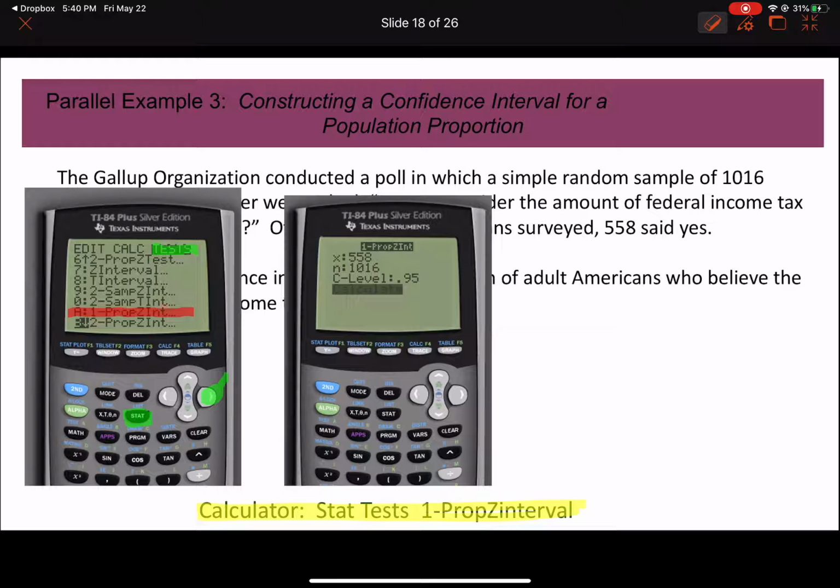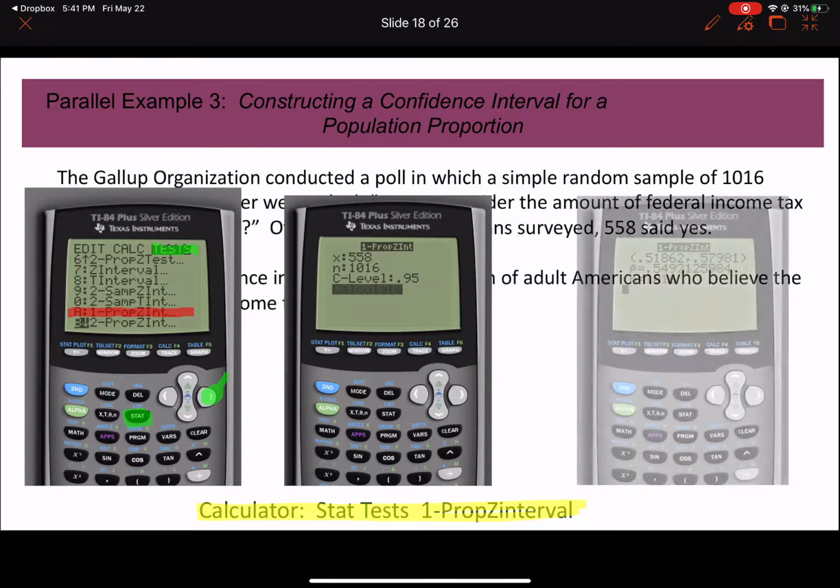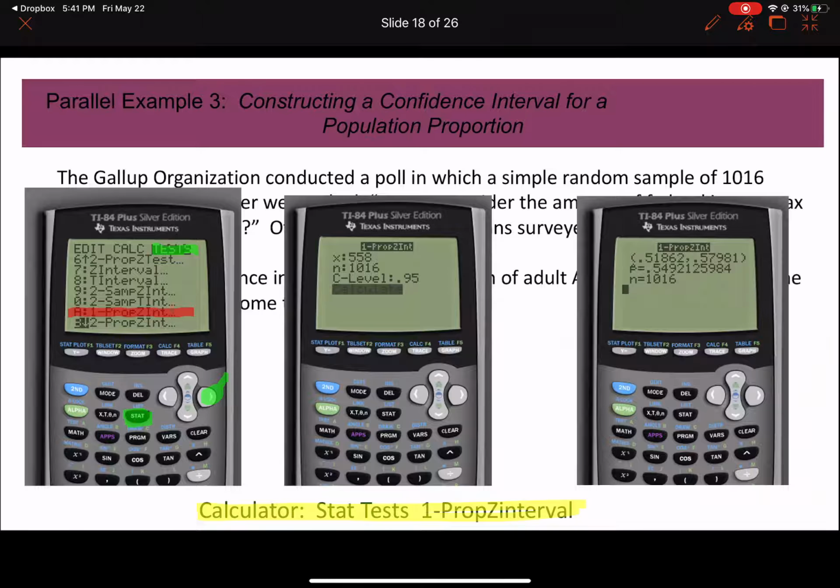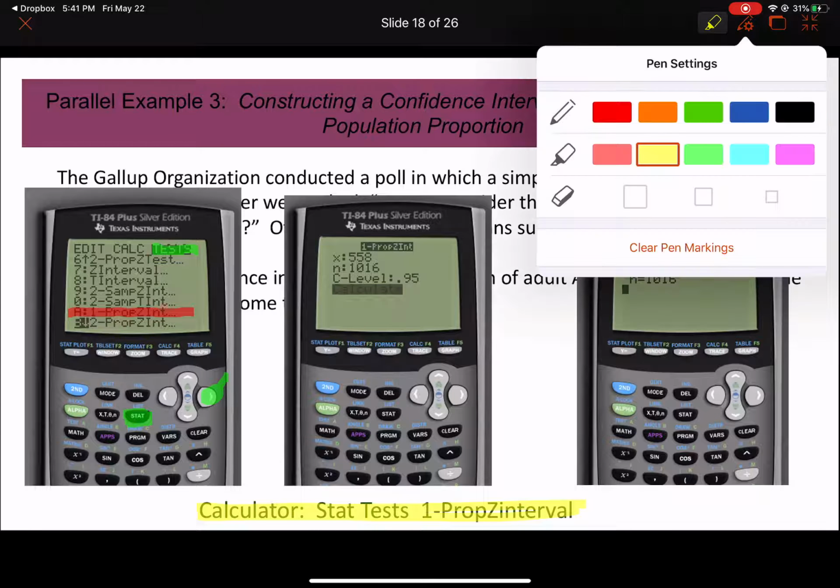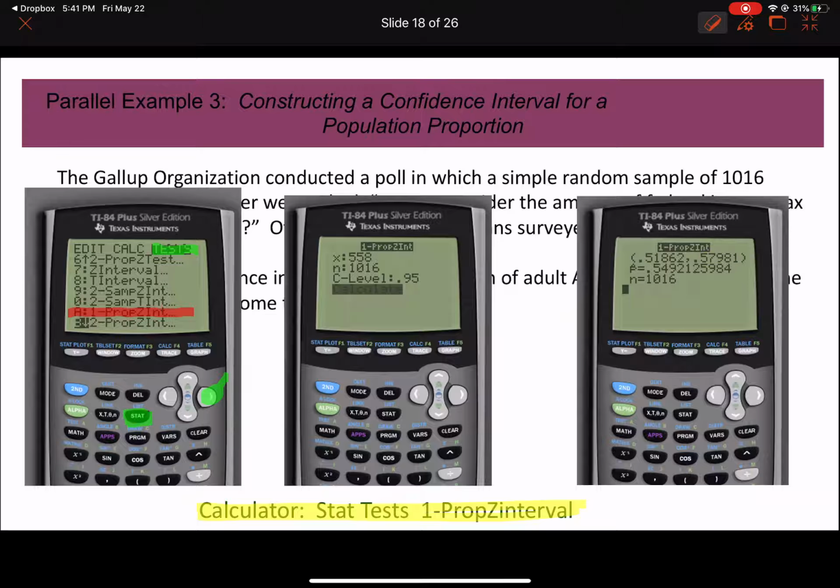So put in the confidence level, your x and your n. And when I hit enter, this right here is my confidence interval. That doesn't show up very well, so I'm going to erase that. This number here at the top is my confidence interval. The low number is 0.51862. The high number is 0.57981.